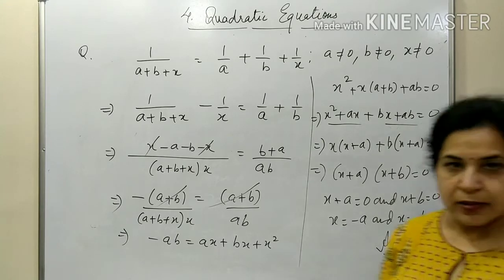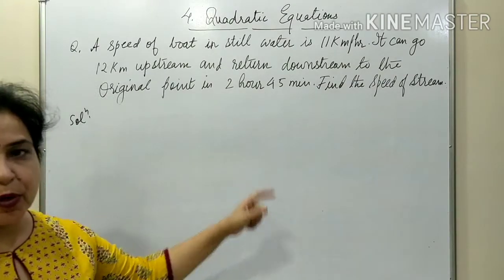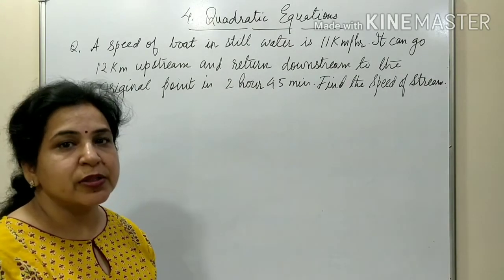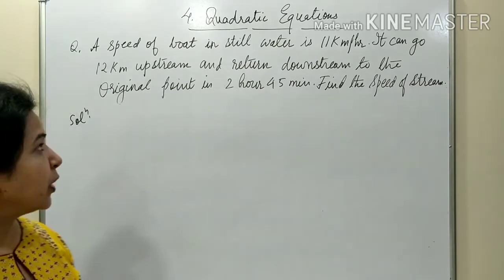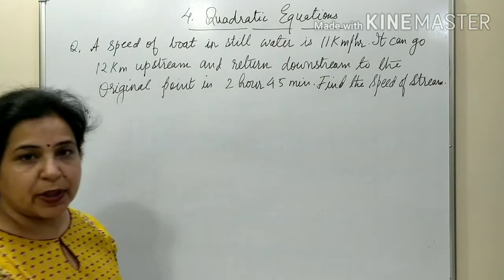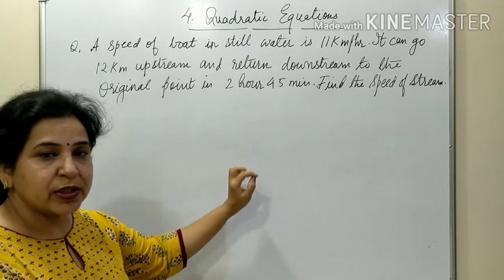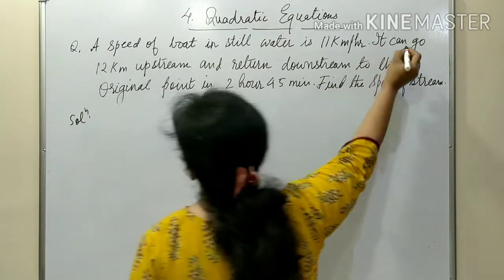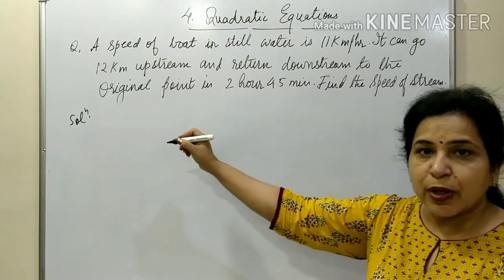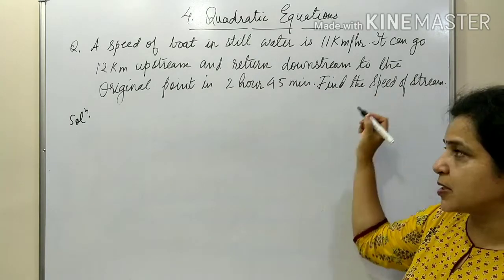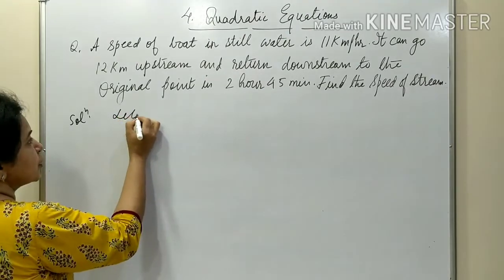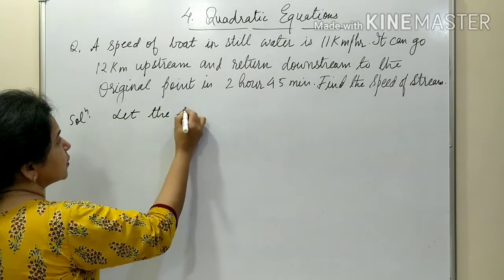This is the answer. Let us take this word problem which we have already done in pair of linear equations in two variables, the upstream downstream problem. The speed of the boat in still water is 11 km per hour. It can go 12 km upstream and return downstream to the original point in 2 hours 45 minutes. Find the speed of the stream.